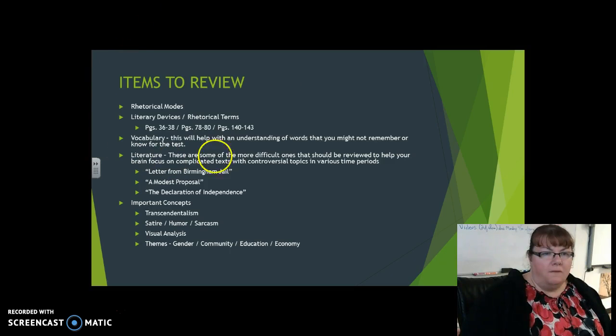Okay, so the first thing we're looking at here is this idea of rhetorical modes, which is what most of this video is going to focus on. The literary devices and the rhetorical terms you will find on these specific pages in your textbook. These are the glossary pages basically at the end of each chapter of the first 3 chapters of the book that we covered back first quarter. These should be ingrained in your brain. And I hope they are at this point.